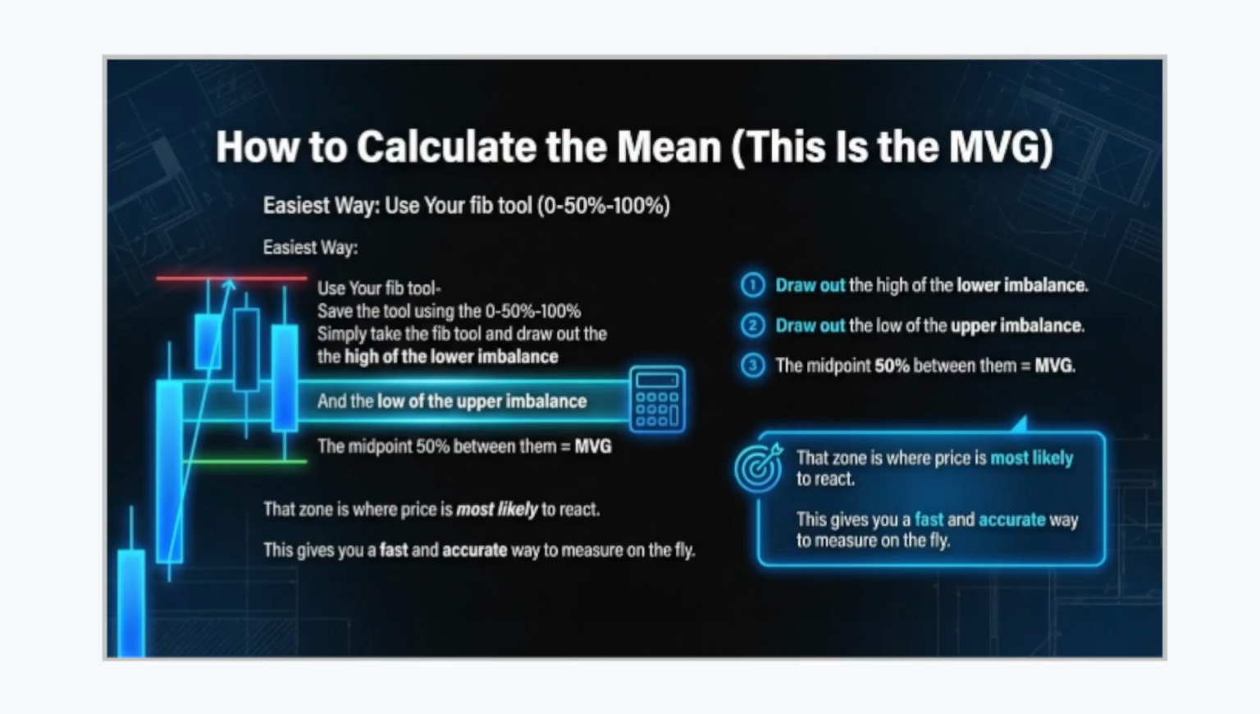The easiest way to calculate the mean is using your Fibonacci toolset from 0 to 50% to 100%. Draw it from the high of the lower imbalance to the low of the upper imbalance. The 50% midpoint is the MVG.